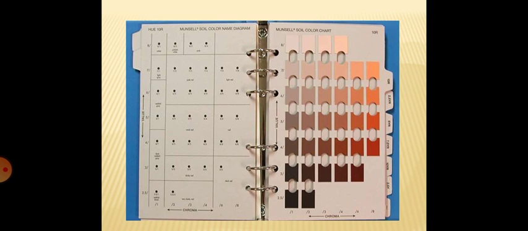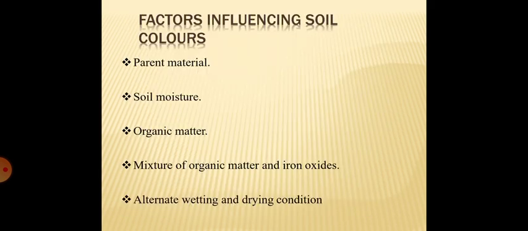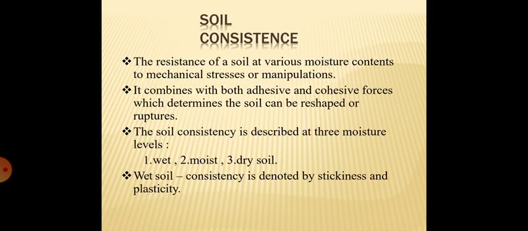By this figure we can observe the different soil color charts. There are some factors influencing soil colors: parent material, soil moisture, organic matter, mixture of organic matter and iron oxides, and alternate wetting and drying conditions.